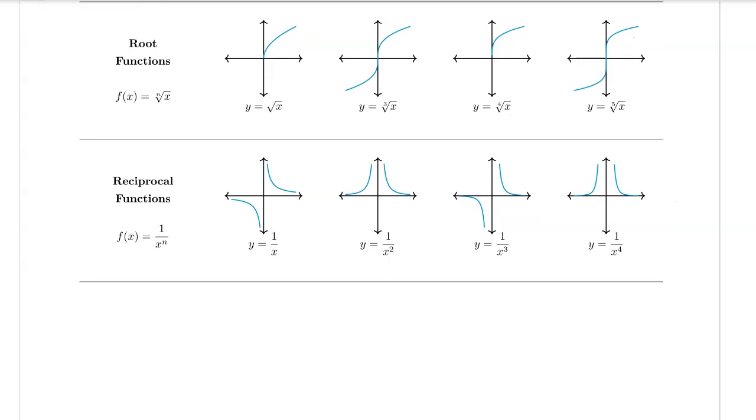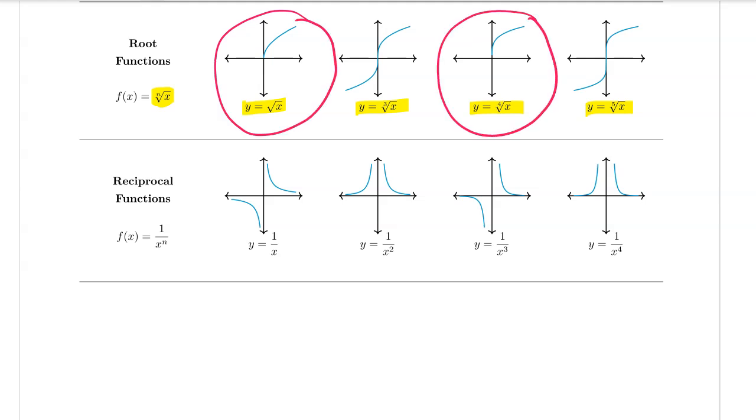Then we move on to the root functions. Notice that a root function takes on the form f of x equals the nth root of x. And as we go through these cases, you'll notice that if the root n is an even number, then the domain has to be non-negative numbers. So that's specifically taking place when y equals the square root of x and y equals the fourth root of x, and in any case when the root is even, because we cannot take an even root of a negative number.